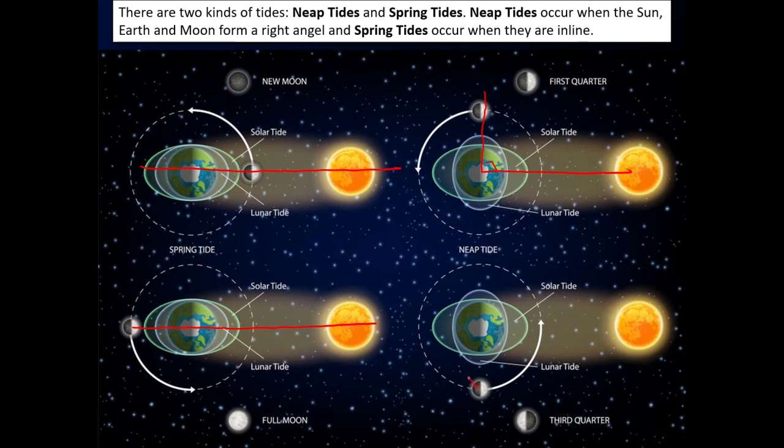So we either have spring tides or we have neap tides. Neap means that it will not be as extreme in highs or lows, and spring means we'll have the most extreme highs and lows. These are cycles that we're going to see on a monthly basis. Again, we're going to go through daily changes, monthly changes, and annual changes.